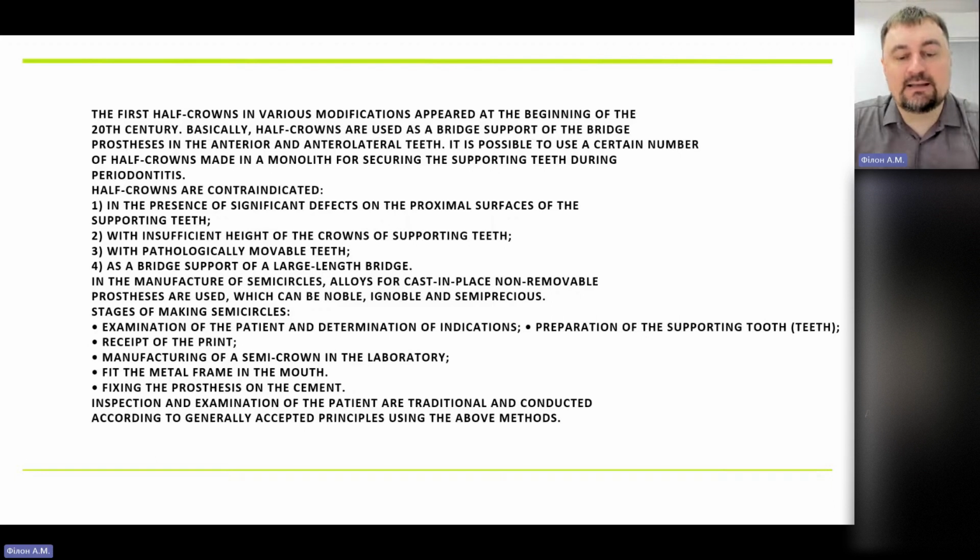In the manufacture of cast-in-place non-removable prosthetics, miscellaneous alloys are used, which can be noble and semi-precious. Stages of making semi-crowns: examination of the patient and determination of indications. Preparation of the supporting tooth or teeth. Receipt of the print. Manufacturing of semi-crowns or half crowns in the laboratory. Fit of the metal frame in the mouth. Fixing the prosthetics on the cement. Inspection and examination of the patient are traditional and conducted according to generally accepted principles using both methods.